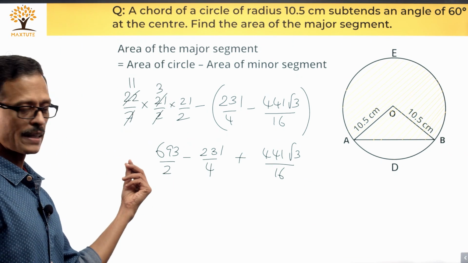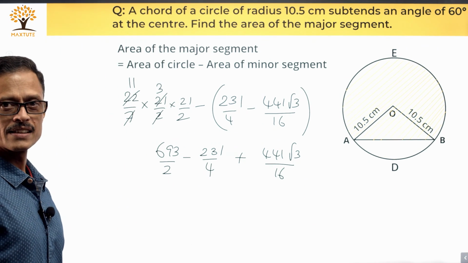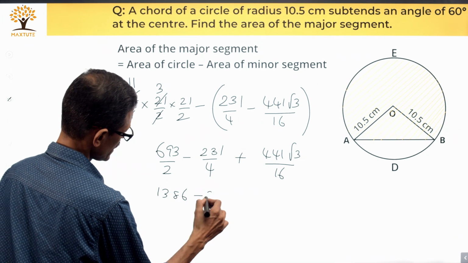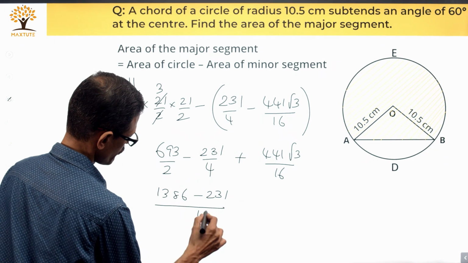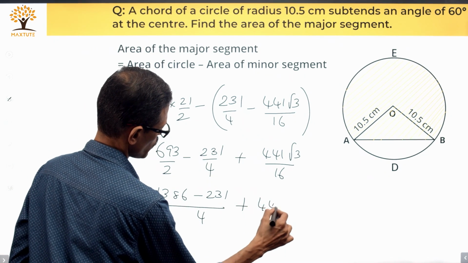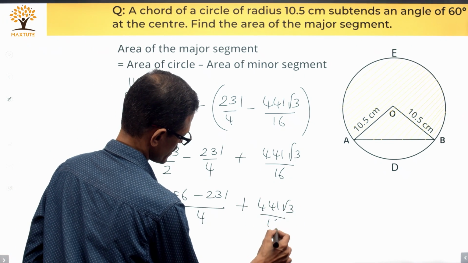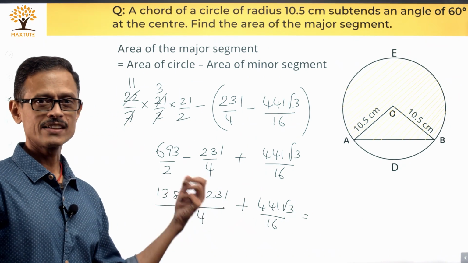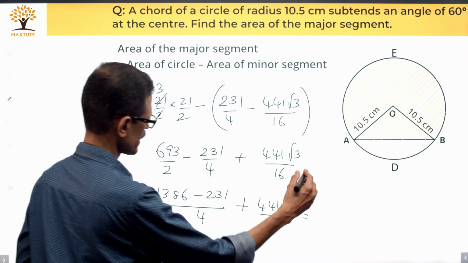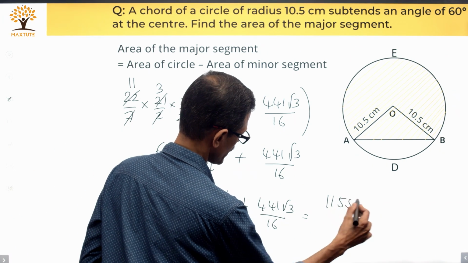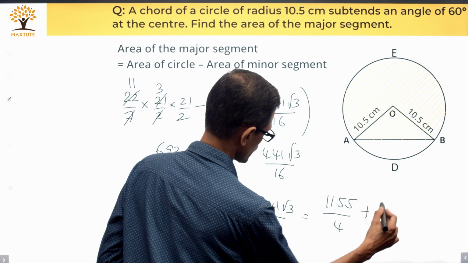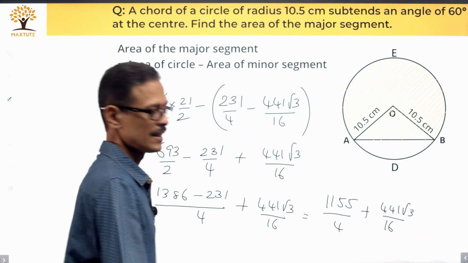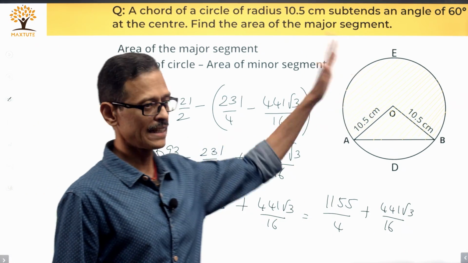Take 4 as a common denominator. 2 times 693 is equal to 1386. 1386 minus 231 divided by 4 plus 441 root 3 divided by 16 is the answer. 1386 minus 231 is 1155. So, 1155 divided by 4 plus 441 root 3 divided by 16. This is the answer, which is the area of the major segment.